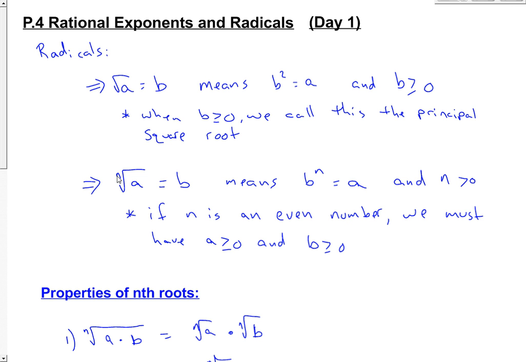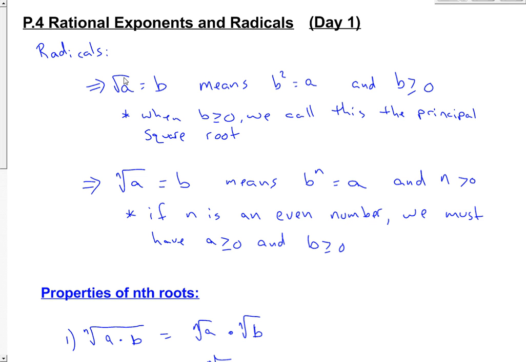If you have any other number up here, like a 3, that's called cube root, a 4 is fourth root, 5 is fifth root, etc. So there are numbers that go up here, but if you never see a number up here, that means square root, and the value up there is a 2.